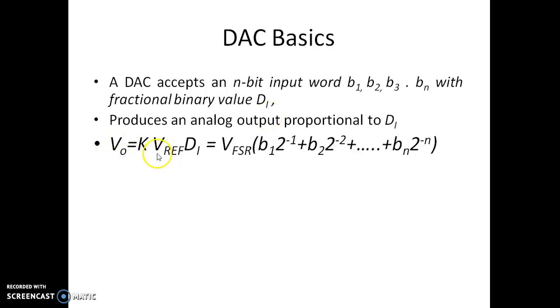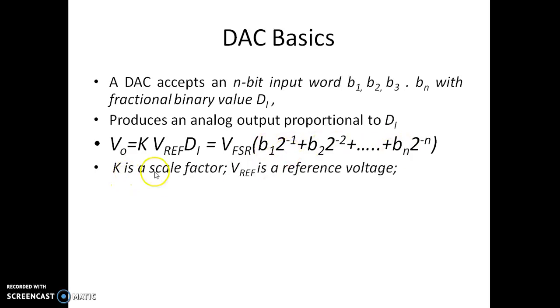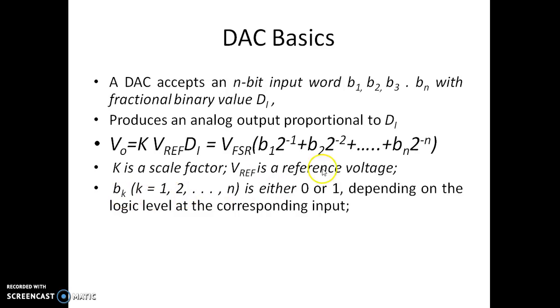The produced output voltage is represented by K times VREF times Di. This K times VREF can be written as VFSR multiplied by the Di value, where K is a scale factor and VREF is the reference voltage. This is Bk, which can take any value. K can take any value from 1 to n. Each bit value can be either 0 or 1. So B1 can be either 1 or 0, and B2 can also be either 1 or 0, depending on the logic level corresponding to the input.